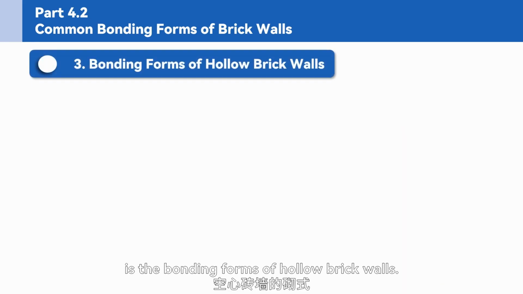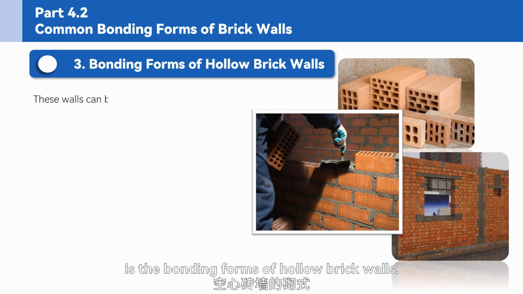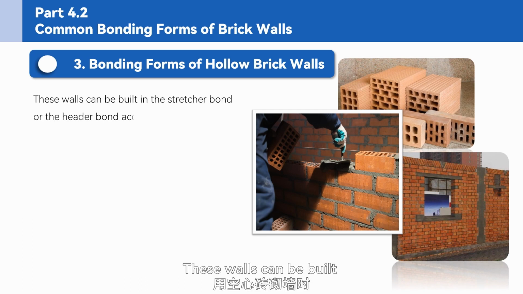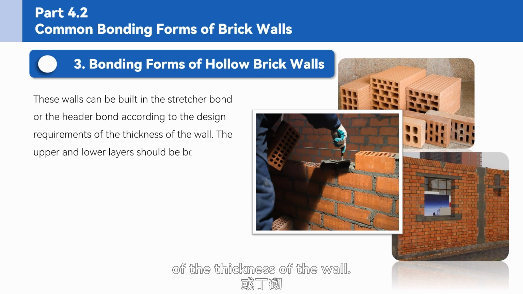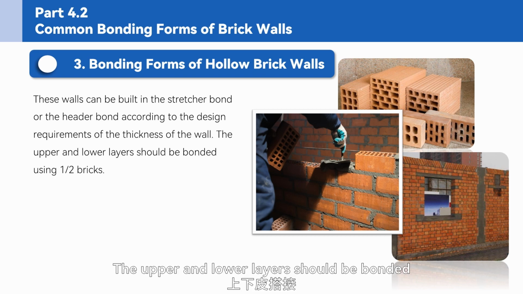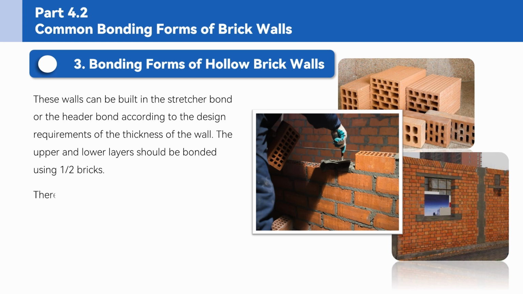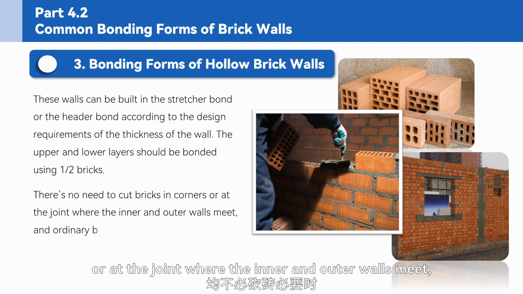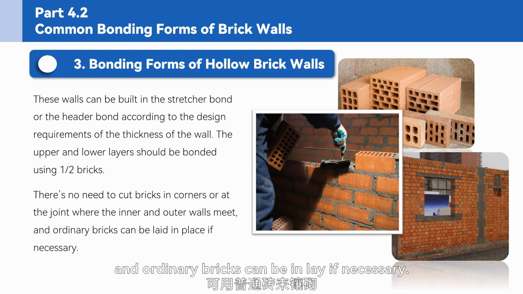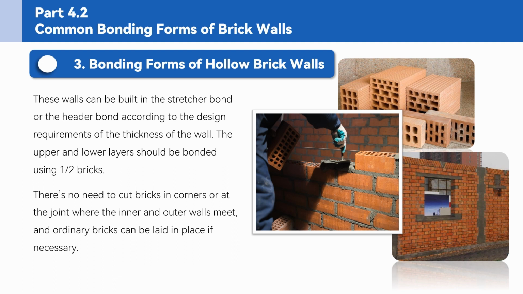Point 3 is the bonding forms of hollow brick walls. These walls can be built in the stretcher bond or the header bond according to the design requirements of the thickness of the wall. The upper and lower layers should be bonded using 1/2 bricks. There's no need to cut bricks in corners or at the joint where the inner and outer walls meet, and ordinary bricks can be inlaid if necessary.